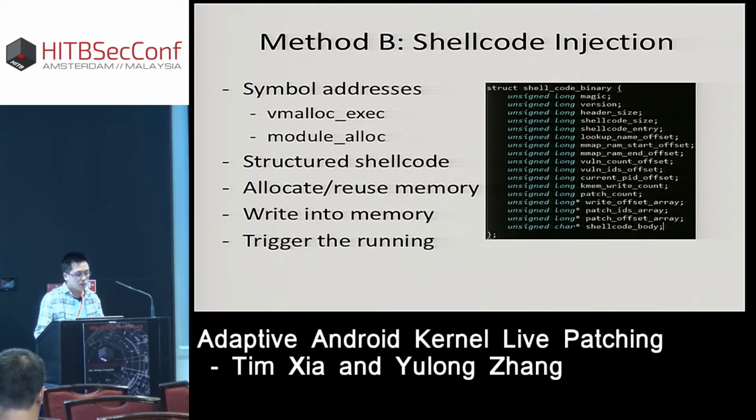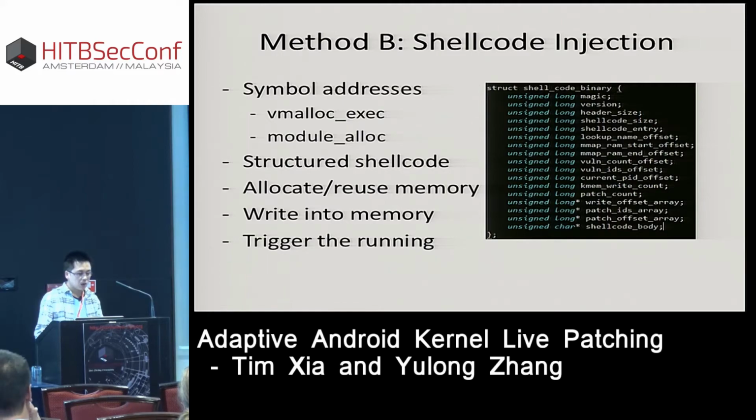This is another option for how we put our code into the kernel. We call it shellcode injection. Before that, you need some symbols to allocate memory. The first one is vmalloc, and the second one is module_alloc. The module one is better because sometimes you need a very short distance from your vulnerable function to your fixed function. If it's short enough, you can use just one instruction to make a jump instead of 2 or 3 instructions, which is not atomic.